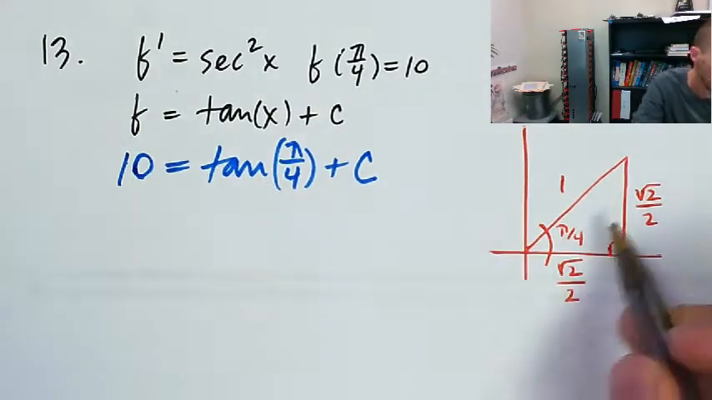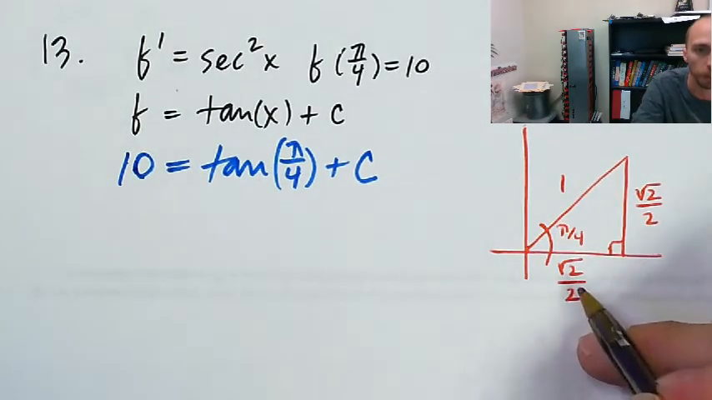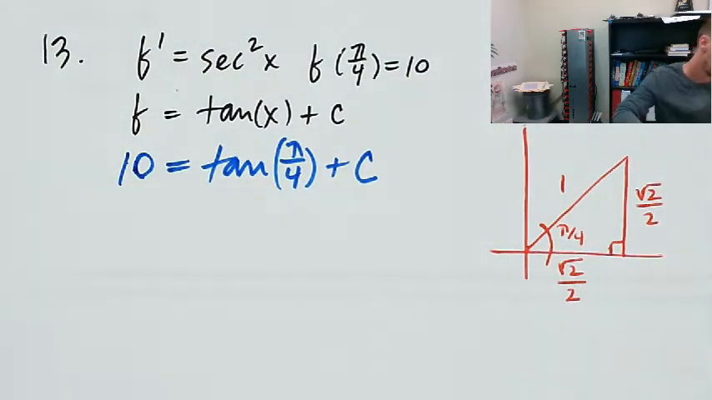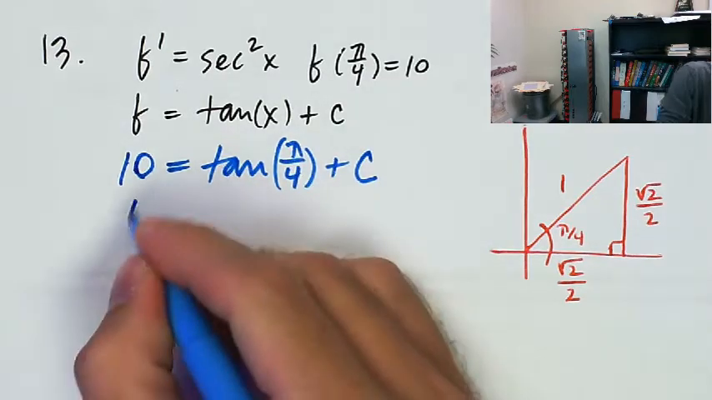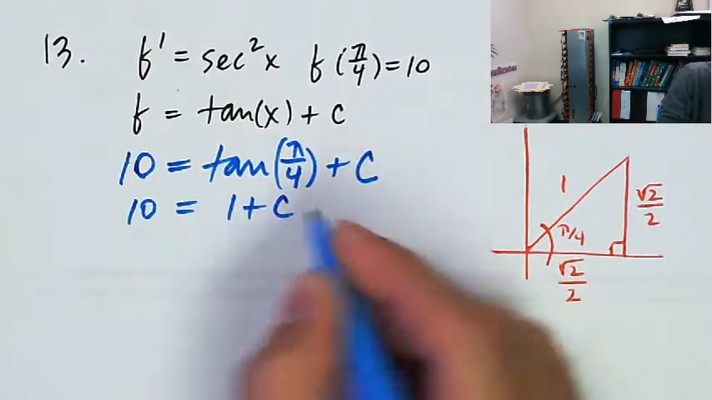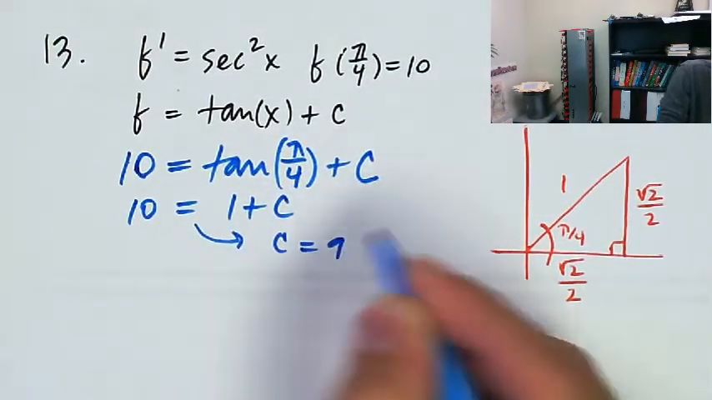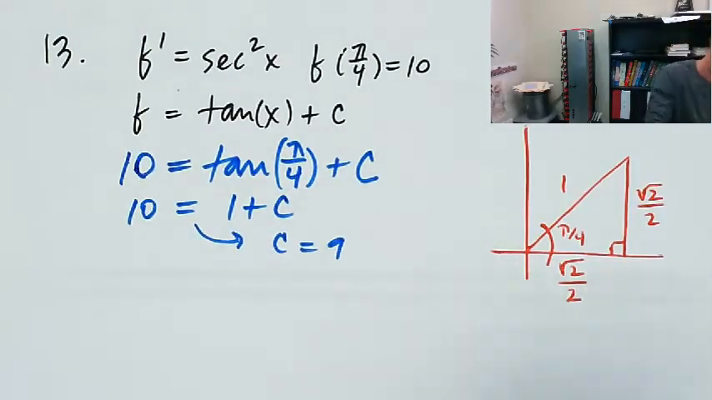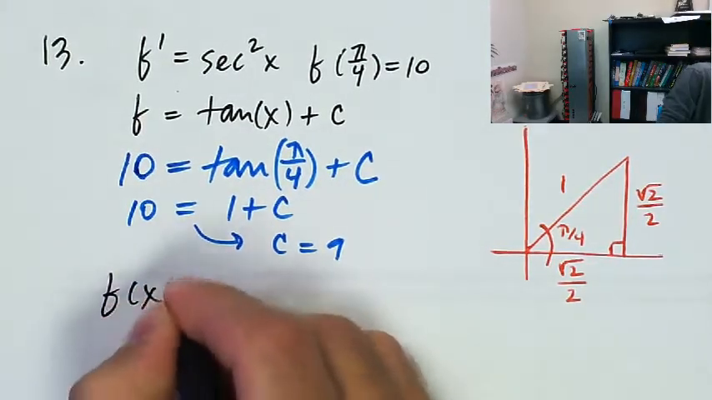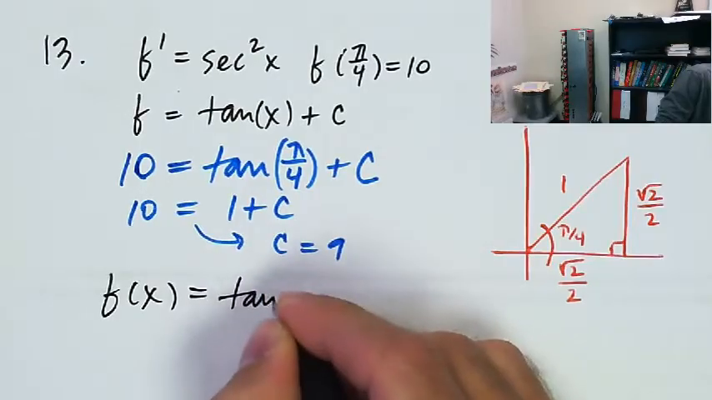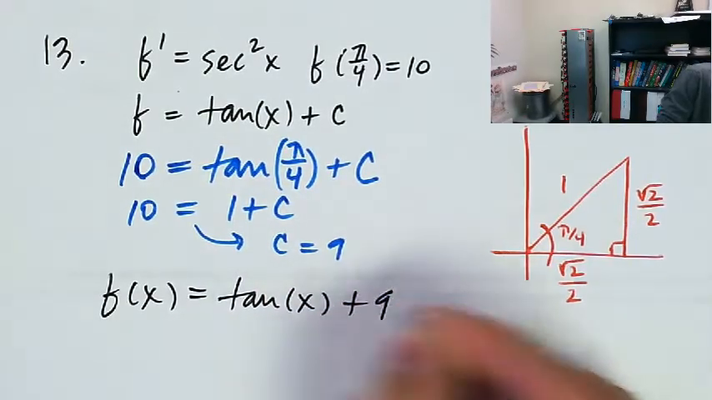Okay, now the tangent, SOHCAHTOA, opposite over adjacent, same thing divided by same thing, that's going to be 1. Okay, so I'm going to say 10 equals 1 plus c. That's telling me that c needs to equal 9. And I'm going to conclude that f of x, the thing I was hoping to find, is equal to tangent of x, then add in 9.